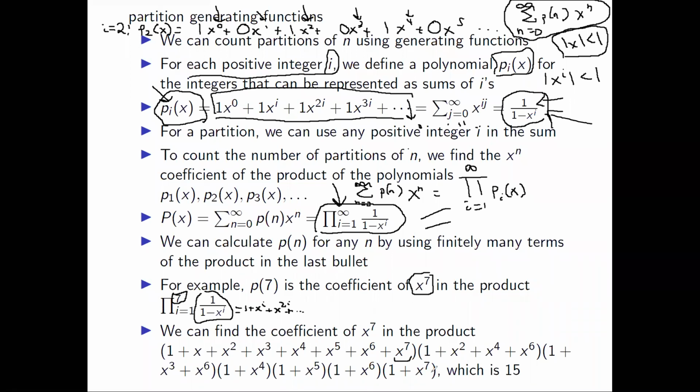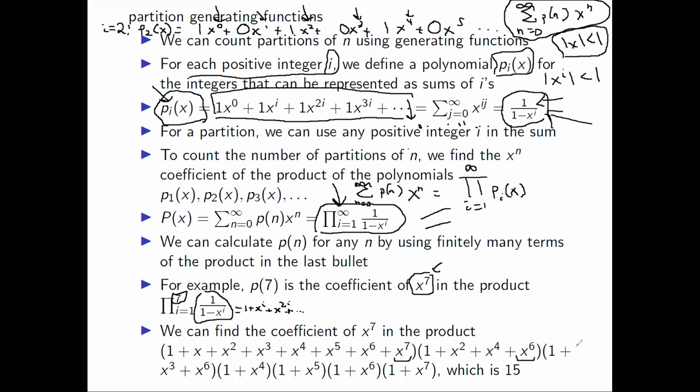And that's why I terminated the P1 of x at the x to the 7th. For P2 of x, we have 1 plus x squared plus x to the 4th plus x to the 6th. And then the next term would be greater than x to the 7th. It would be an x to the 8th. So we terminated at x to the 6th.